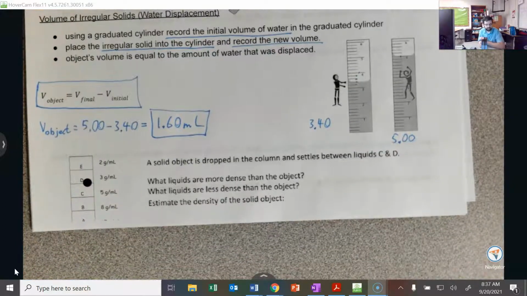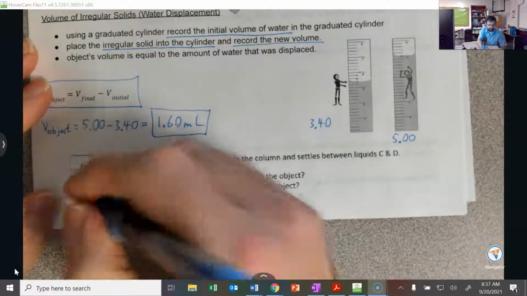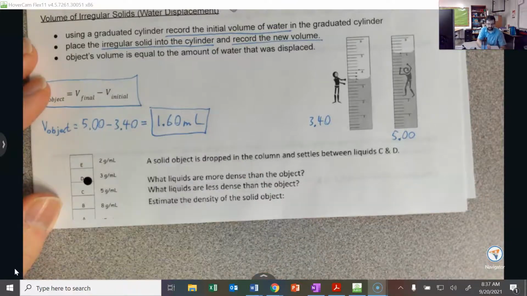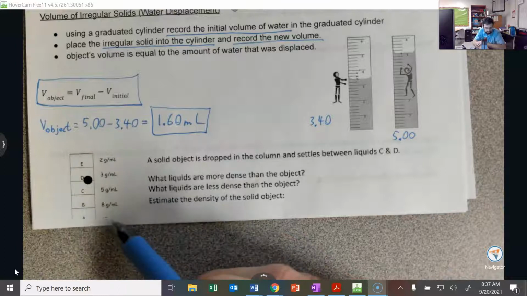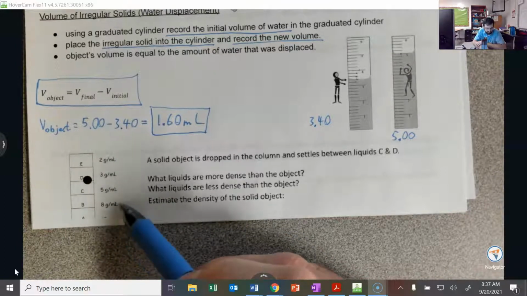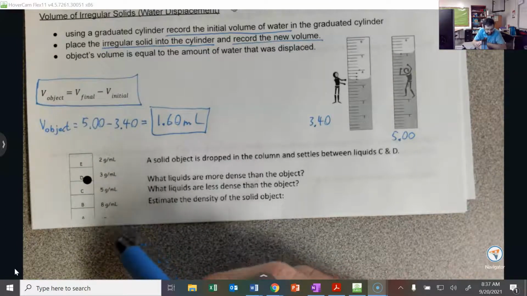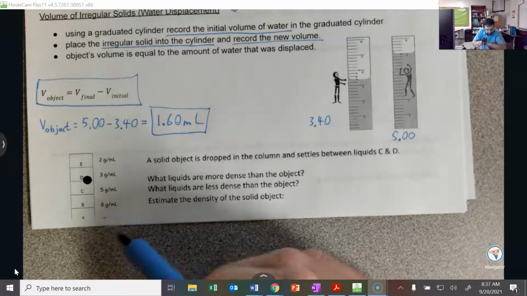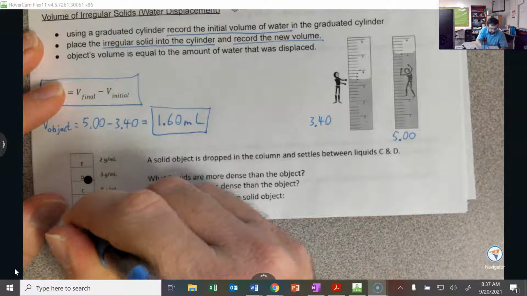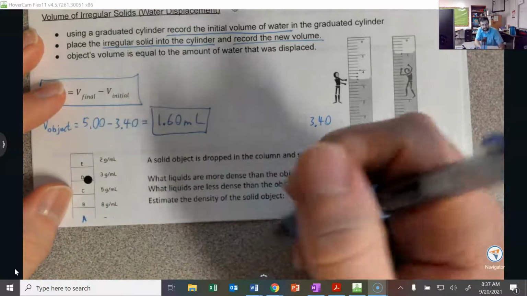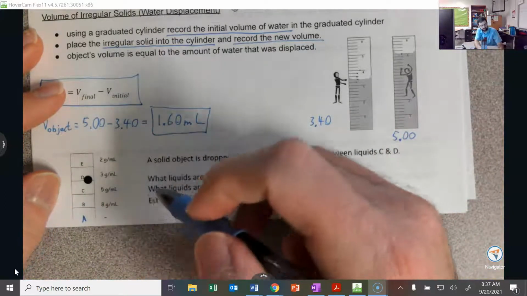Let's look at a kind of a concept example. Our first example problem. So as a solid object, and we're looking at this black dot here as our solid object, it was dropped in a column of densities. We've got several different densities here. I think this was like 15 grams per milliliter, but it got cut off, and its letter is A. Then B is 8 grams per milliliter, C is 5 grams per milliliter.